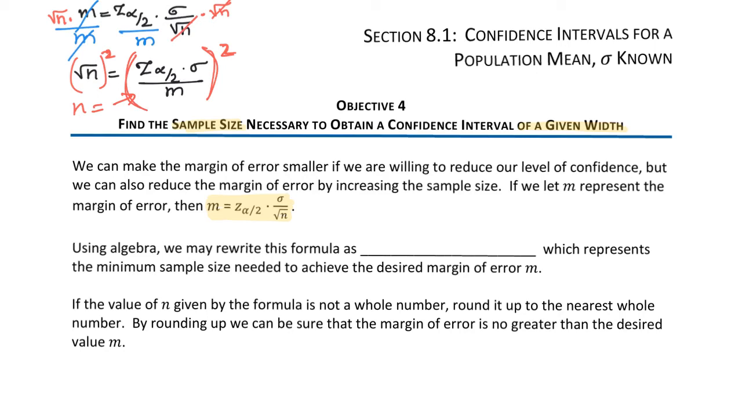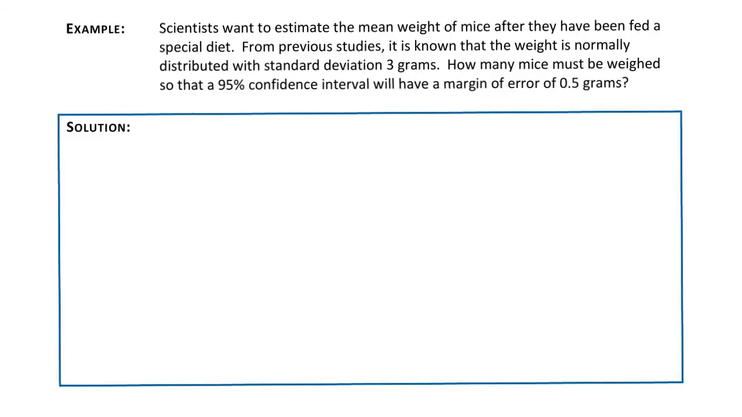So we can write the formula: n is equal to z alpha over 2 times sigma divided by m, squared. Here m represents the margin of error. While calculating n, if you don't get a whole number, round up to the nearest whole number.